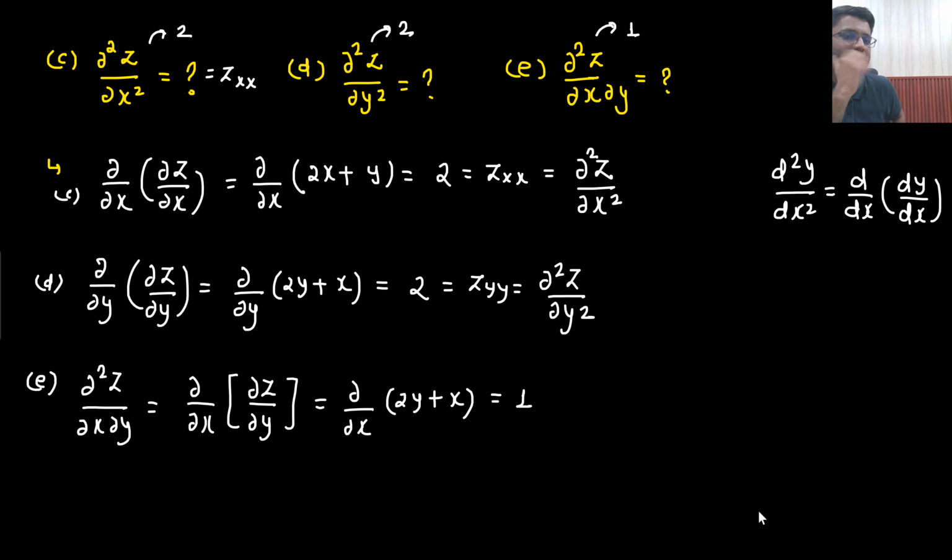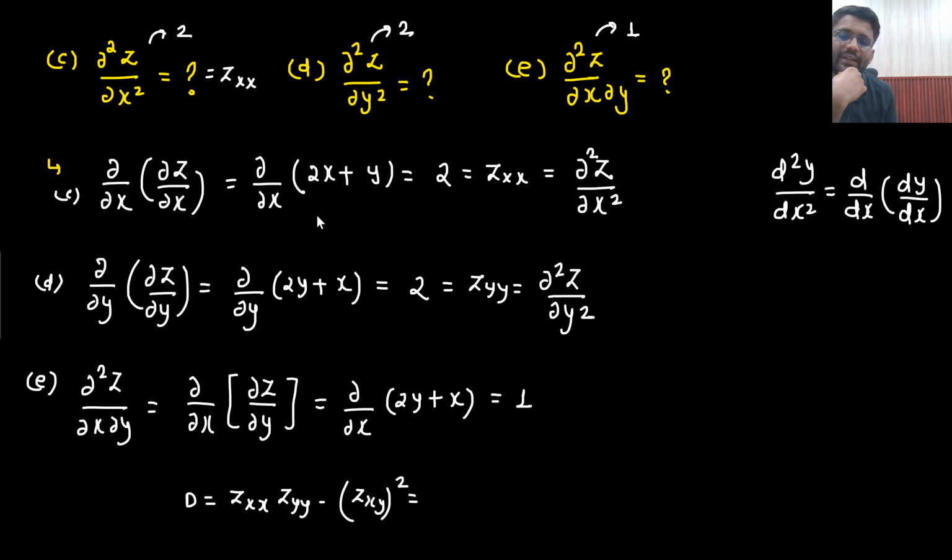Okay, is that clear? Understandable or not? Very simple thing. Now I am defining a term which will be used later on, but let's define it now. I am defining a term D, which is zxx zyy minus zxy whole square.